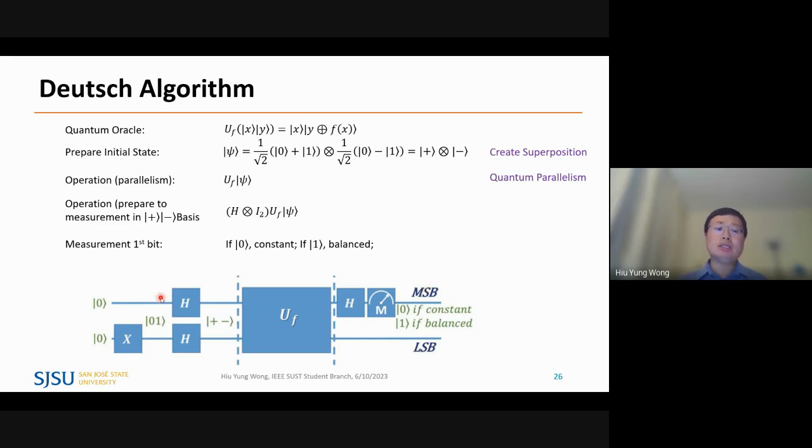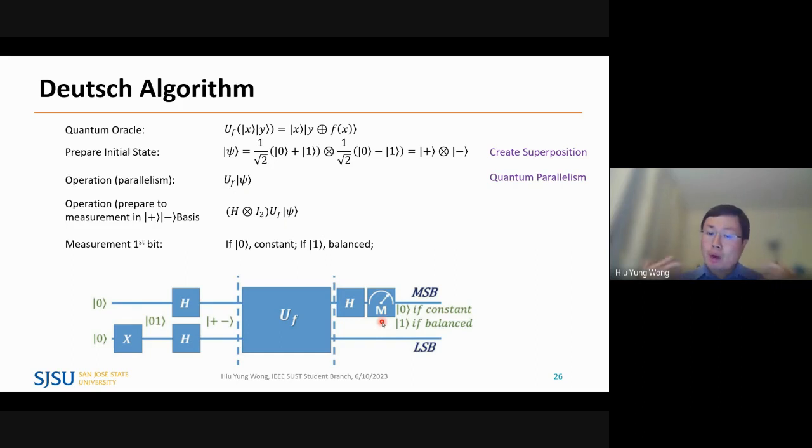I won't go into detail because we don't have time, and it's also too much for you to digest. But basically, you see that we start with the basis state 0, 0, apply a NOT gate to convert it to 0, 1, then a Hadamard gate to convert it to a superposition. Because of this superposition, you dump it into the quantum oracle, and it does the computation in parallel at the same time. And then we do the measurement.